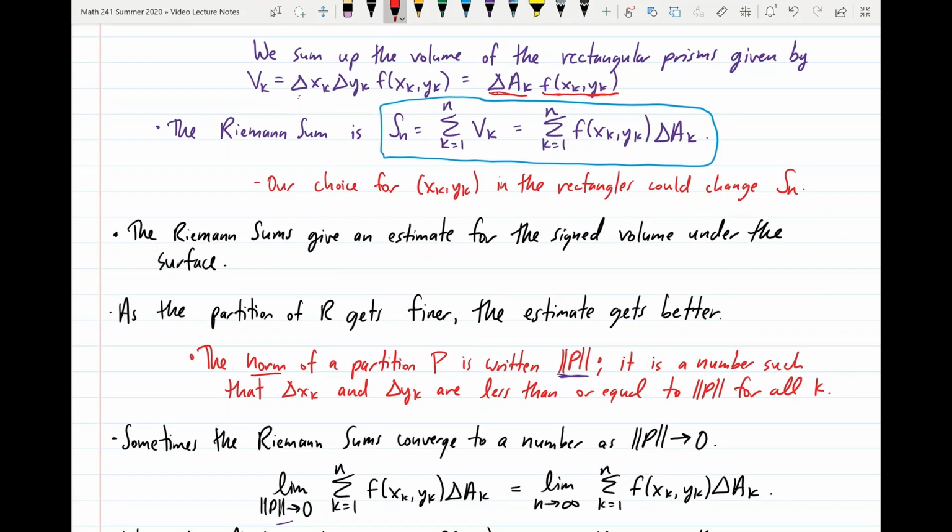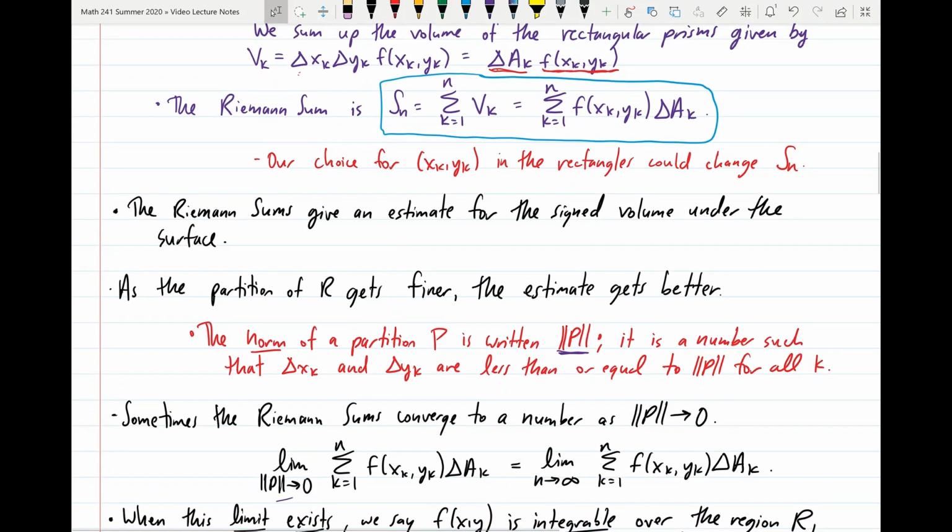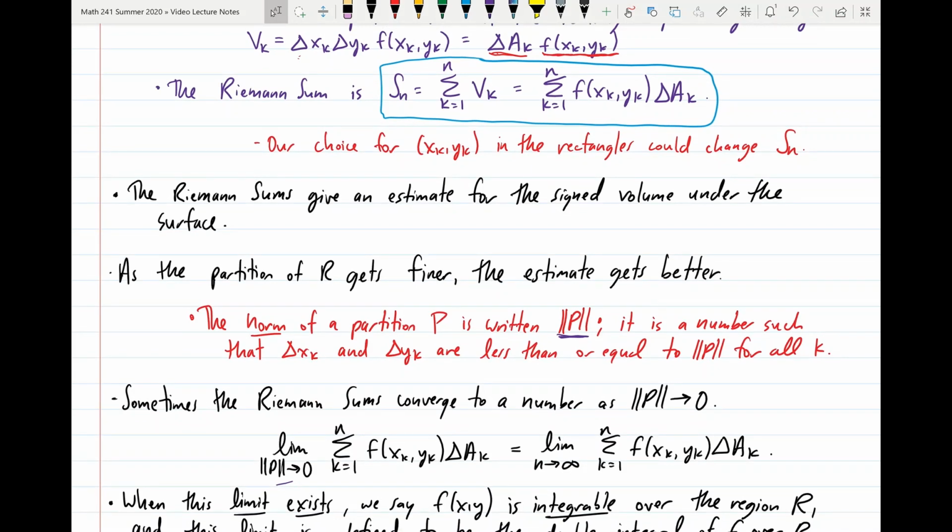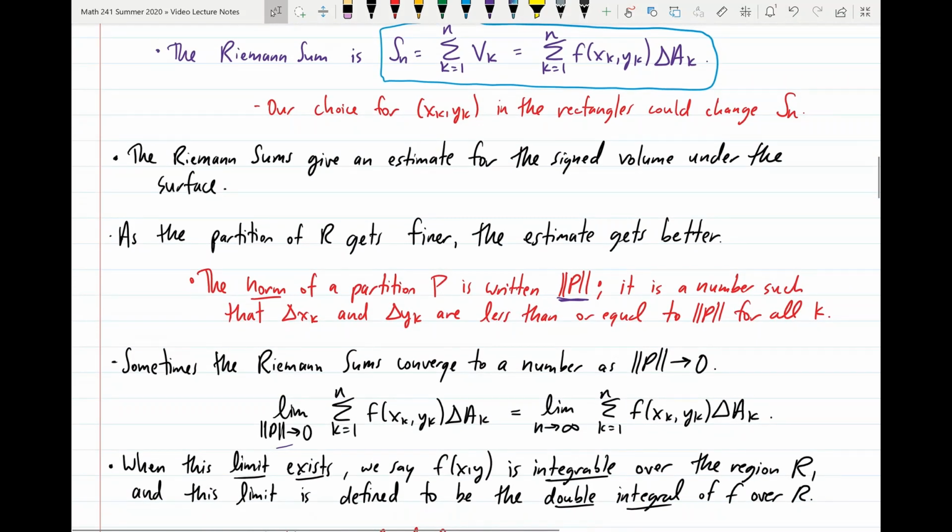And our choice for the point inside of the rectangles could change the value of this Riemann sum. But the nice thing is that once we make our partition of the region really, really small, so that all of those small rectangles in the plane are infinitesimally small, they get smaller and smaller, the choice of x sub k, y sub k ultimately won't matter. So once we take the limit of these Riemann sums, our choice of x sub k, y sub k isn't going to change that limit. We're not going to go through a proof of that, but it is the case.